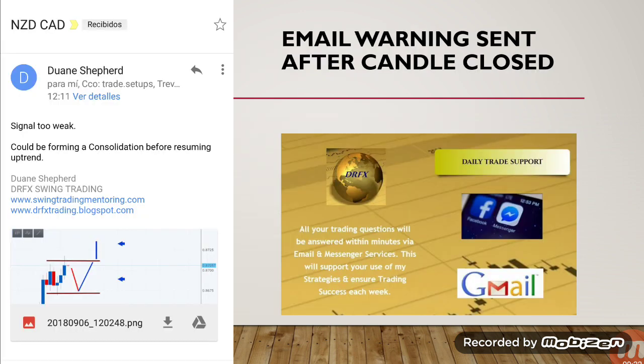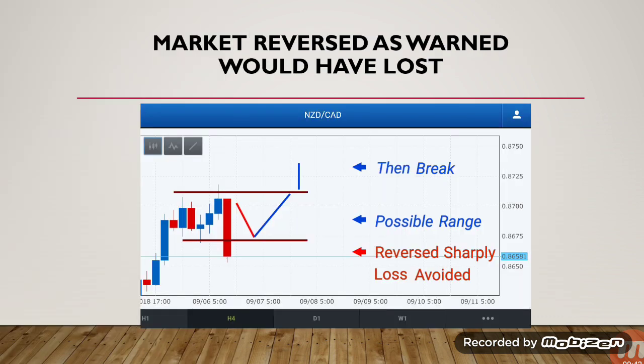And of course, this was the email that was sent out to you that basically said that the signal was too weak and that it was possible that the market was going to be forming a consolidation setup. As you can see here, it was a good thing that we spotted this weak signal, as the market reversed and took out all of this bullish movement that took place 12 hours before.